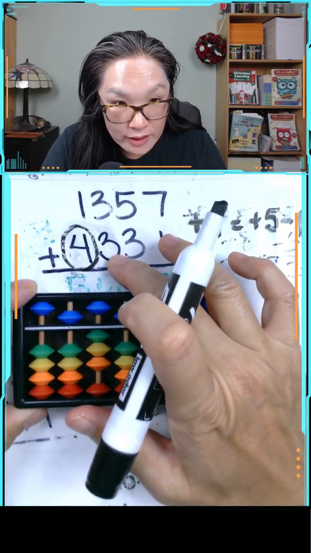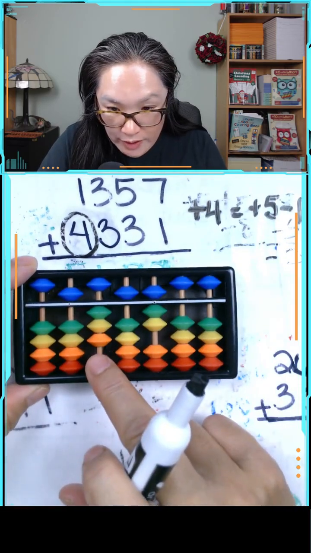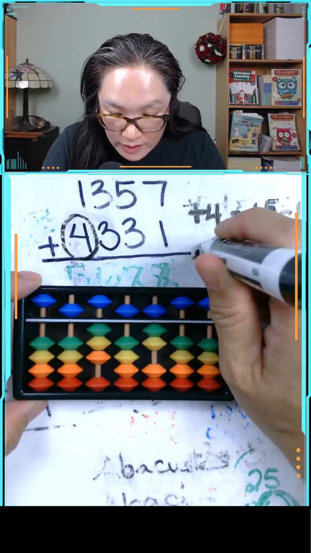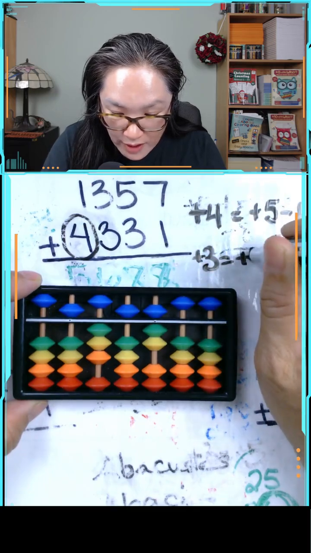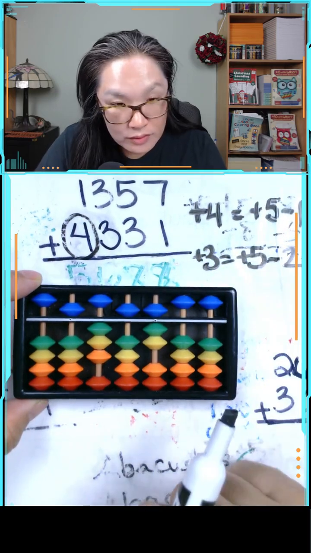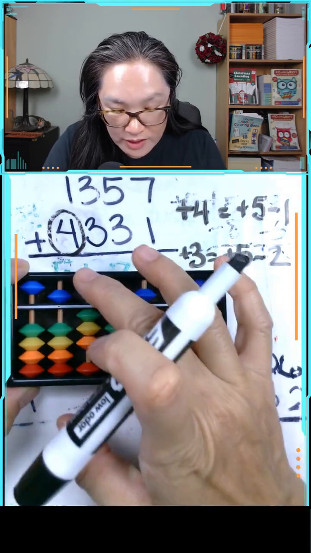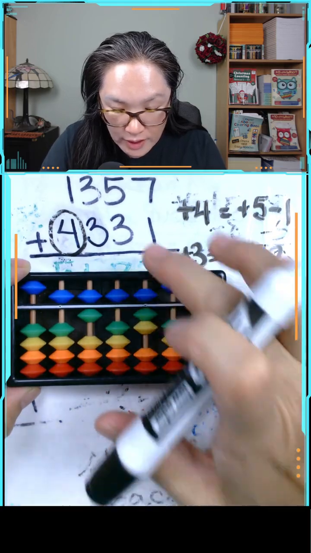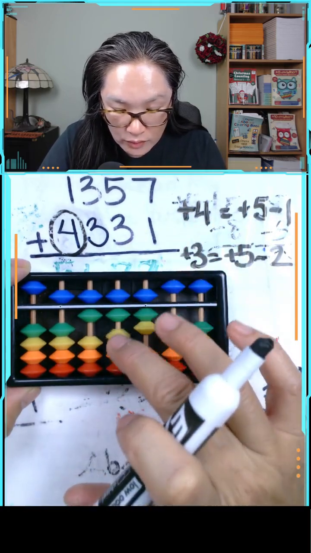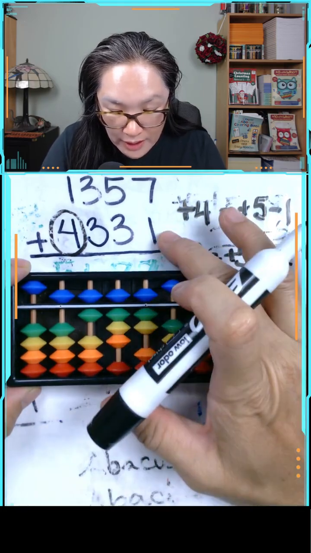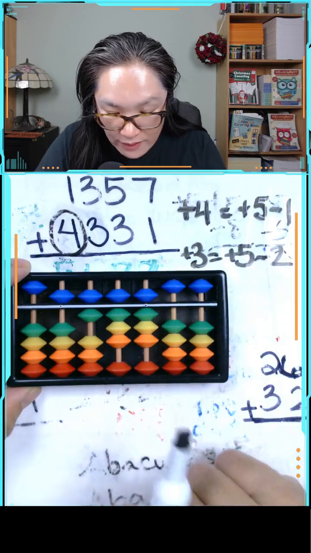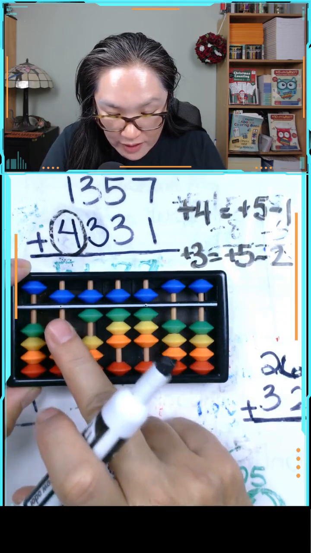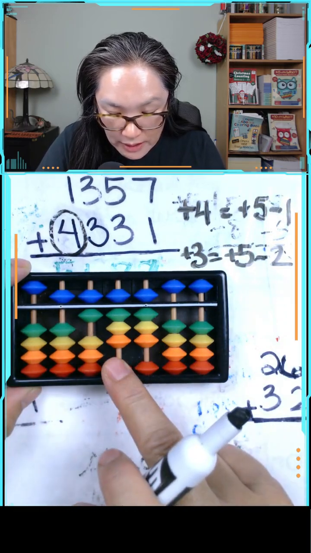And then we do the 3. Is there enough to add the 3? No. Plus the 3 is equal to plus the 5 minus 2. So we plus the 5, take away the 2. So my final answer, no, I need to add the 3. 1, 1, 1. There's my 3. And then I add the 1 again. So I add the 1 to the 7. So my final answer is 5,688.